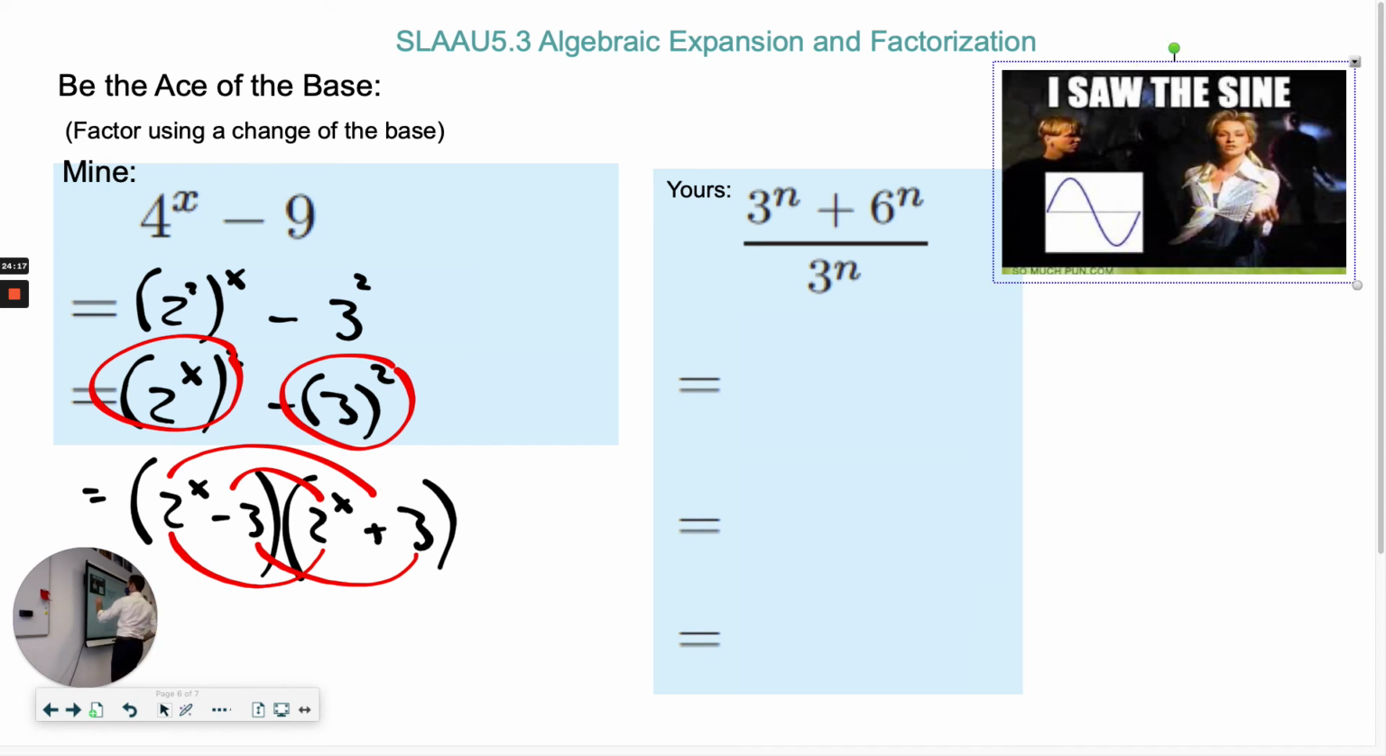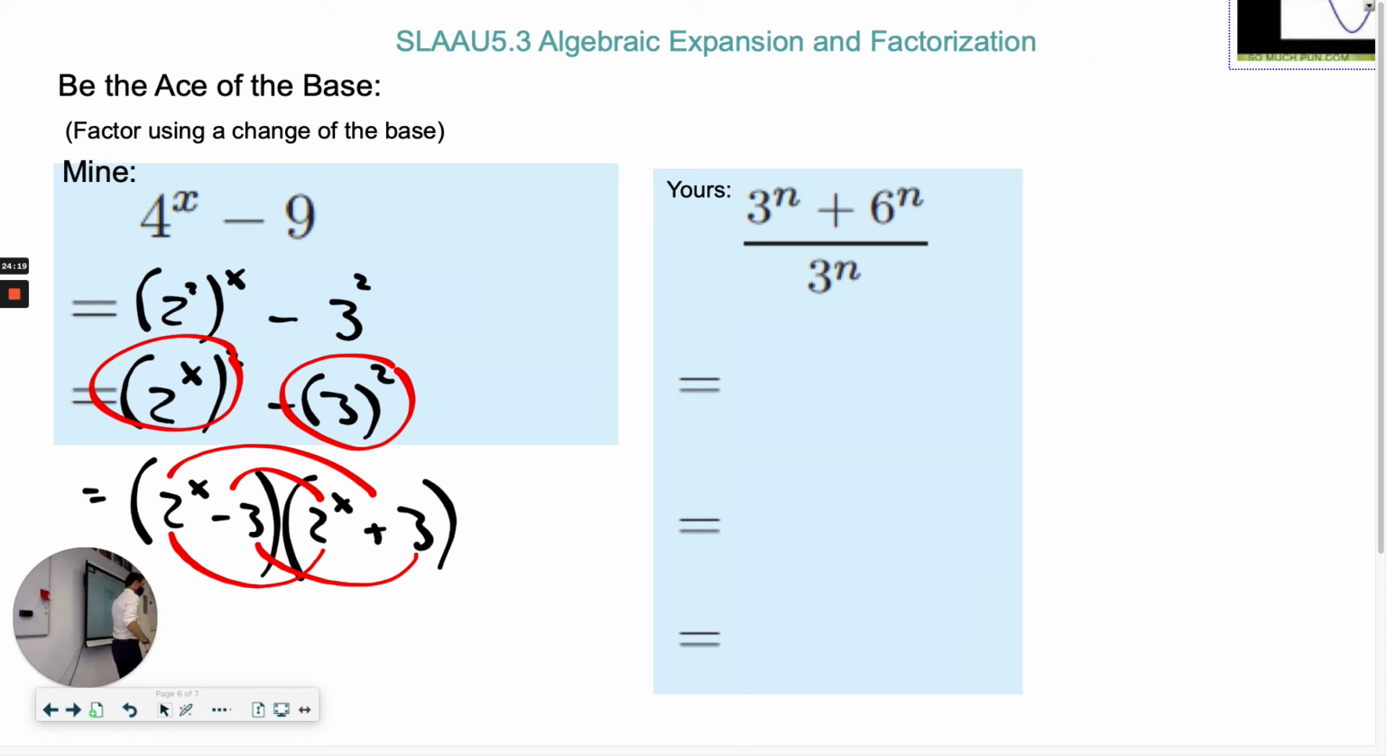How do you know it would be a plus and a minus? I know that there's no middle term. There's no blend of things with exponents. So they have to be the same and have opposite signs. Because if they're the same signs, you'll get a middle term.